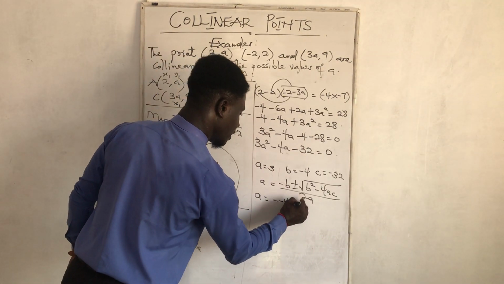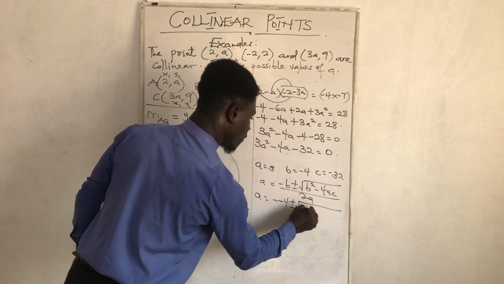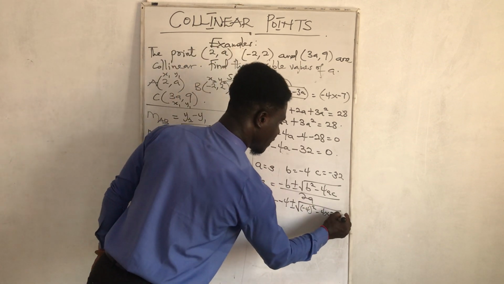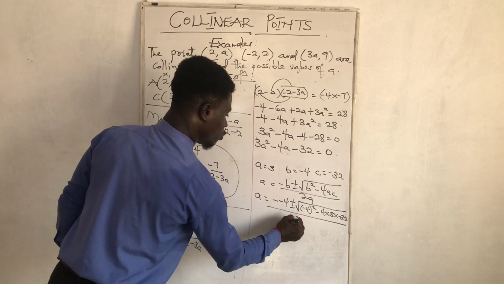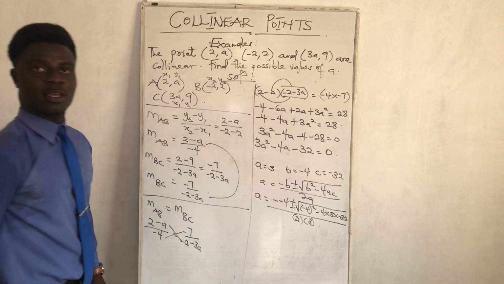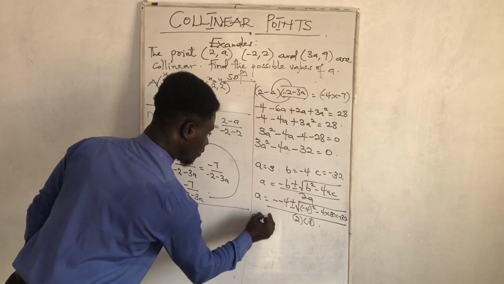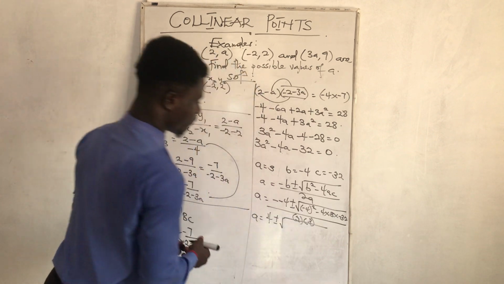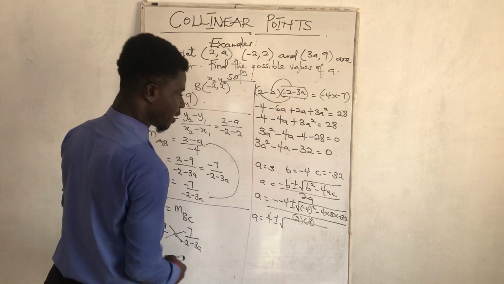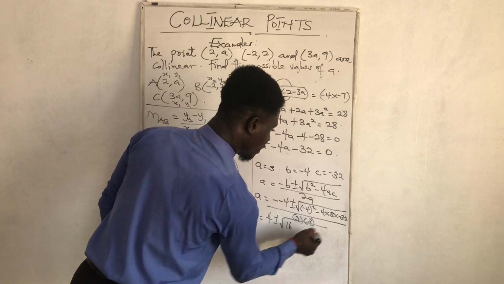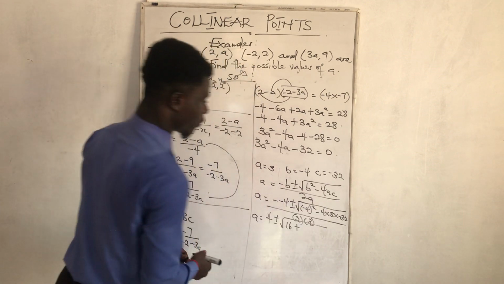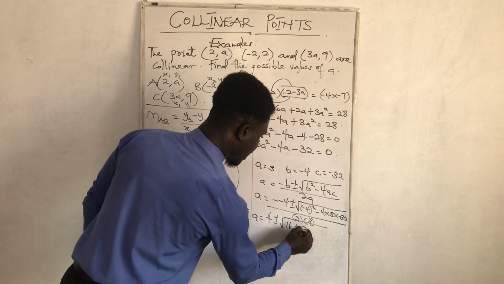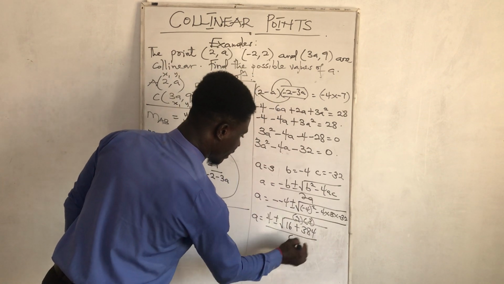Negative 4 plus or minus the square root of b squared, b is negative 4 all squared, minus 4 times a, which is 3, times c, which is negative 32, all over 2 times a, which is 3, right? Very simple. Then a must be equal to negative negative, which is positive 4, plus or minus the square root of negative 4 all squared, which is 16, then negative negative gives positive 4 times 3, which is 12, then 12 times 32 gives 384, right? All over 2 times 3, then I get 6.